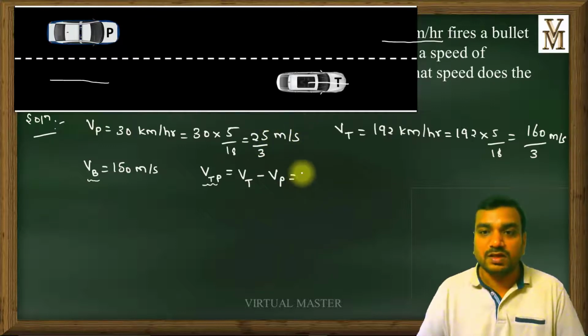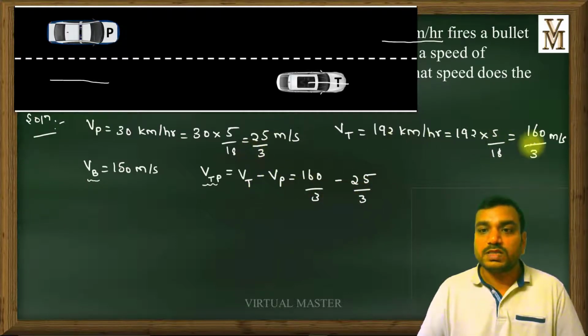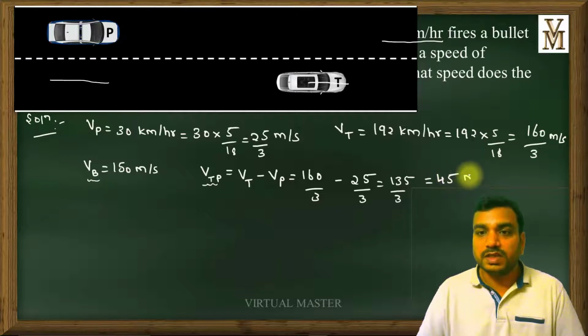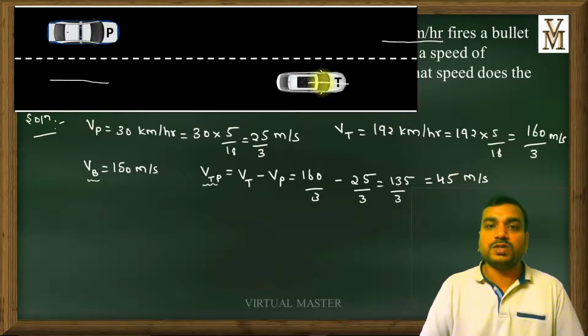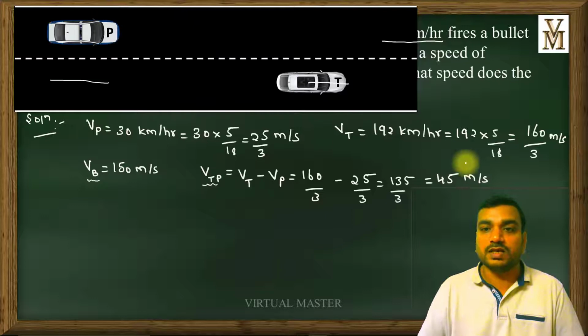meter per second. Okay, 160 by 3 minus 25 by 3. Okay, VT is 160 by 3, VP is 25 by 3, and it will be equal to 135 by 3. If I further simplify, I am going to get 45 meter per second. Okay, relative velocity of thief's car with respect to police car is 45 meter per second.